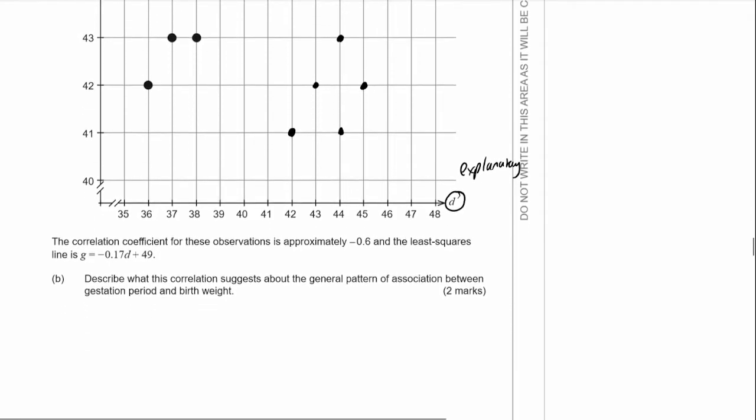The correlation coefficient for these observations is approximately negative 0.6. So 0.6 means it's a moderate relationship. It's not strong, but it's not super weak. And the negative implies that it's a negative relationship. And how else do we know that's a negative relationship? That the gradient is negative. So there's lots of clues that the relationship will be a negative relationship.